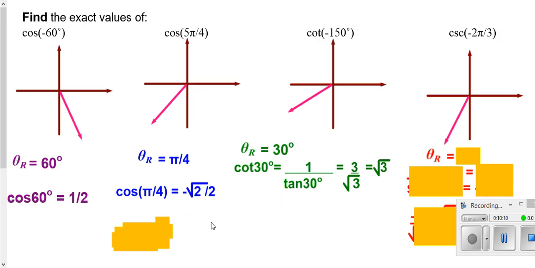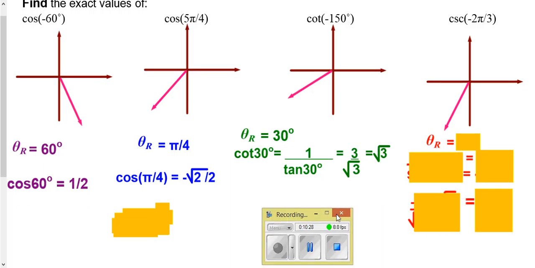We now have to decide if it's positive or negative. You're going left and you're going down, and tangent deals with x and y. You're going left, so that's negative for your x. You're going down, so that's negative for your y. So if you're dividing two negatives, you're going to get a positive answer.